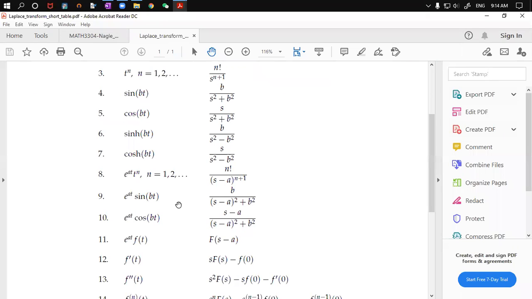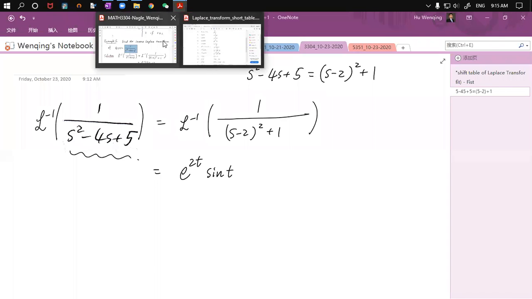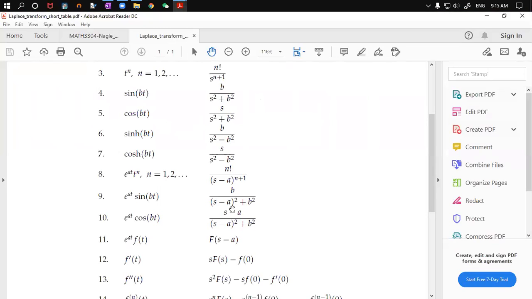So you applied line 9 directly, all right? So that means you have a equal to 2. The result is going to directly give you e to the power of 2t multiplied by sine of t, because it's sine of bt. So that's going to be the result. Is that good for everybody?